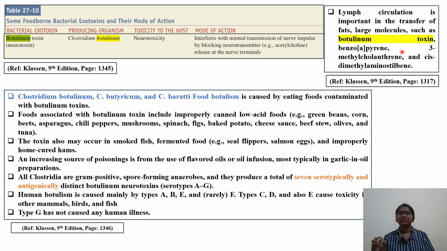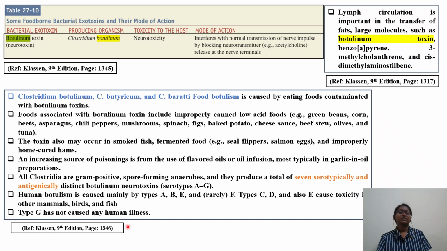Another important thing you have to remember is lymph circulation and its connection with botulinum toxin. Lymph circulation is important in the transfer of fats and large molecules such as botulinum toxin. We have seen one peptide which has 1500 amino acids. Other examples are also there. So lymph circulation is important for the transfer of this botulinum toxin also, which is given on page number 1317.